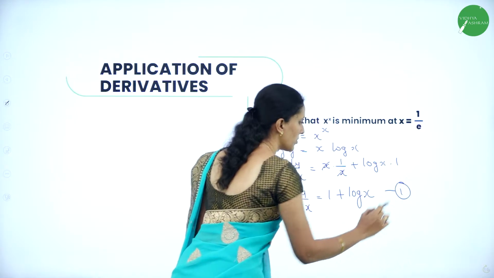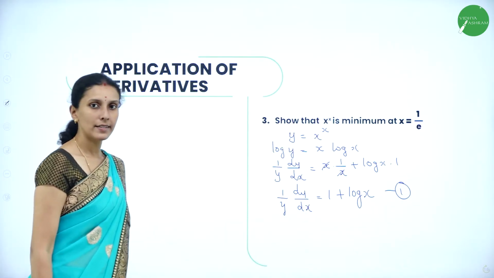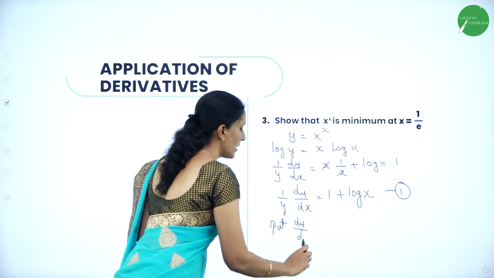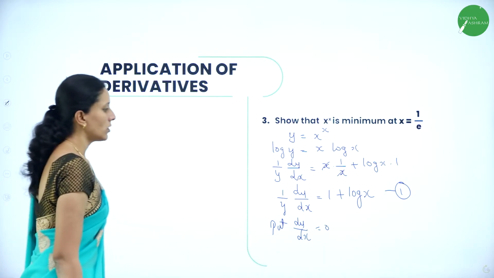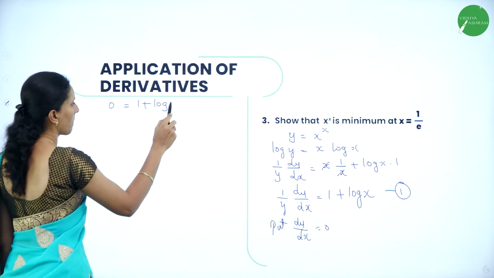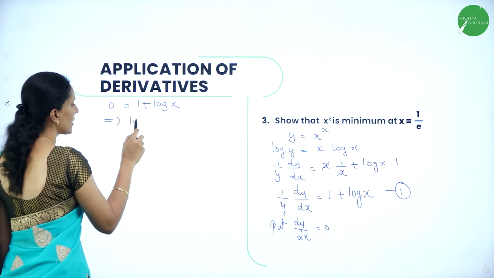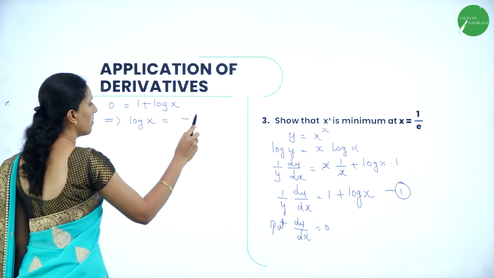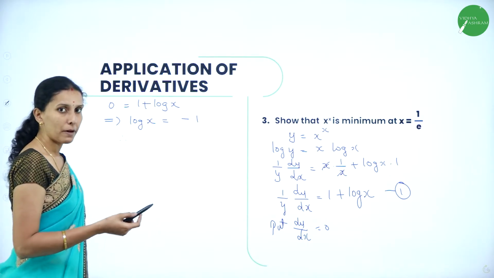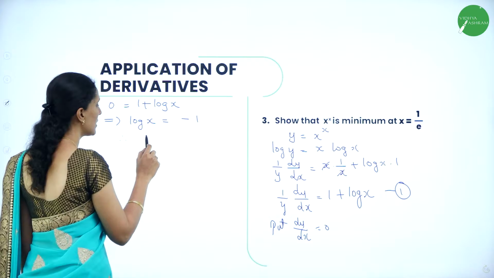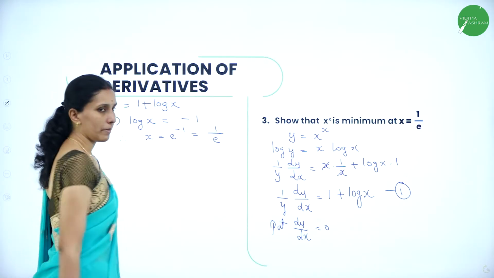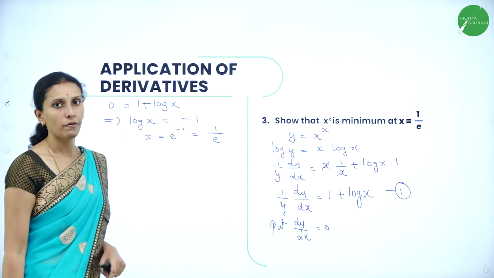So let's take it as equation 1. Let's put dy by dx is equal to 0. So then we get 0 is equal to 1 plus log x, or log x is equal to minus 1. So therefore, if it is 1, we would write it as e power 1, which is nothing but e. So here it is x is equal to e power minus 1, which is equal to 1 by e. So therefore, the point is 1 by e.